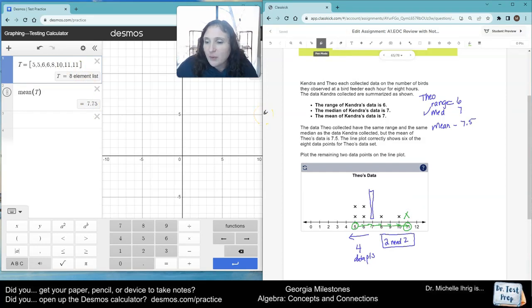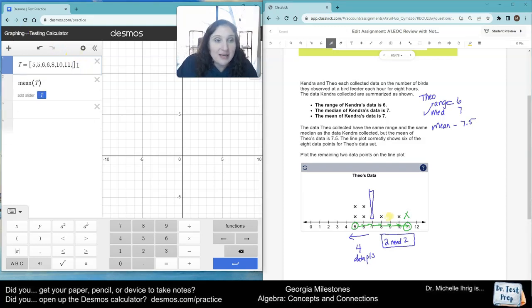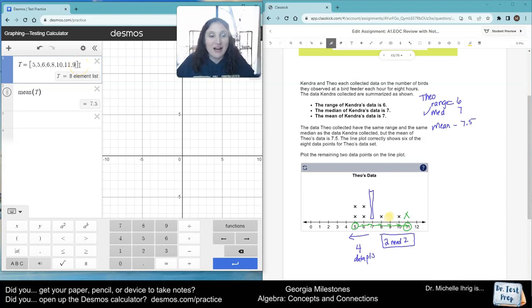So then I'm going to think, well, what if I have another 10? So I'm going to take out this 11 and make it a 10. No, that still gives me too high of a mean because the mean I'm trying to get is 7.5. So the only other choice I have is, what if I have a number 9 in my list? So I'm going to take out this extra 10 and put a 9, and look at what I get, 7.5.